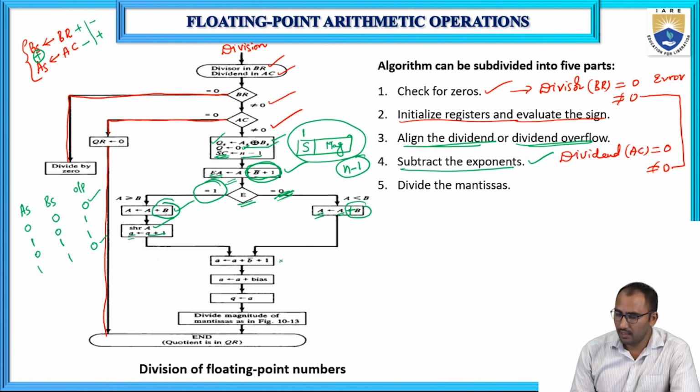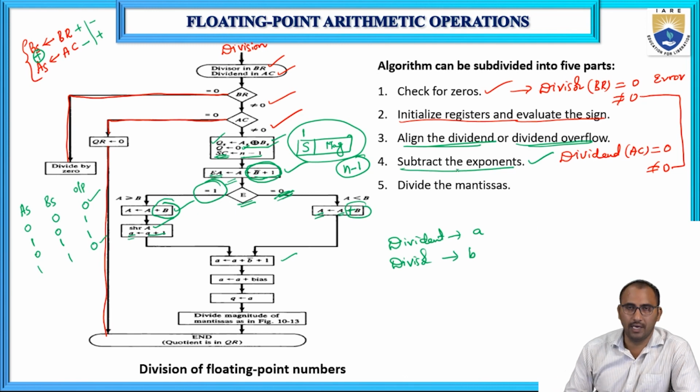After that, we are subtracting the exponents. What is the exponent of the dividend? The exponent of the dividend is small a. The exponent of the divisor is small b. We have to subtract their exponents because we are performing a division. So AC by BR: the AC exponent is small a, the exponent of BR is small b. So we are performing a minus b.